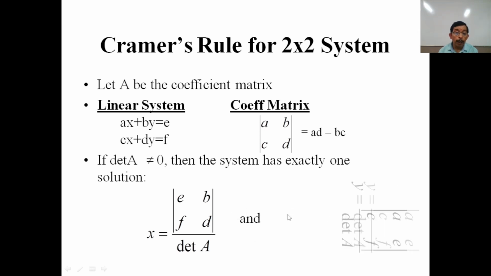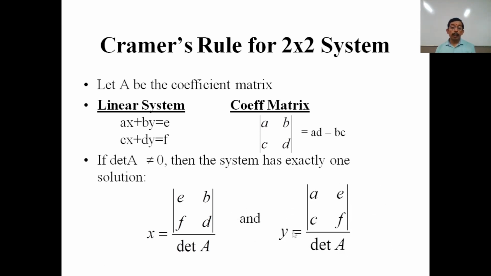And the value of y is found from the coefficient matrix with the second column replaced by the constant values. The constants E and F replace the second column values B and D. The first column stays the same, and it is divided by the coefficient matrix determinant. This is the value of x and y.